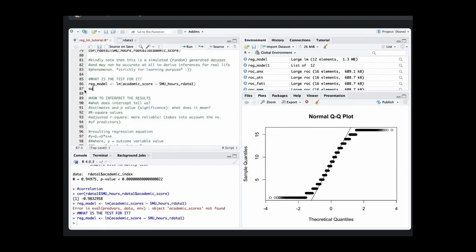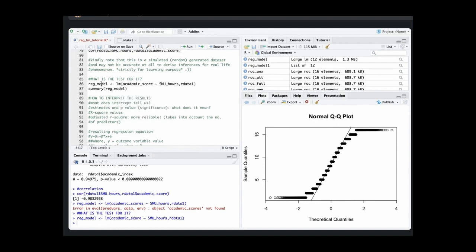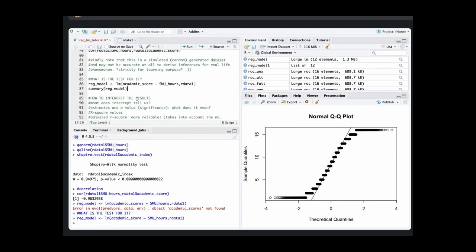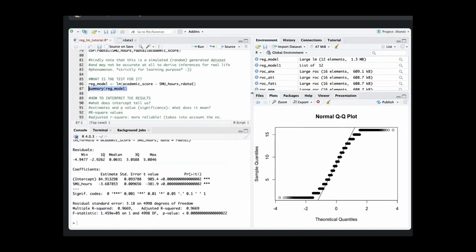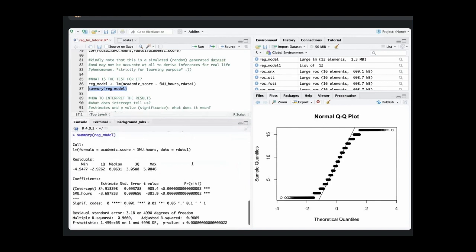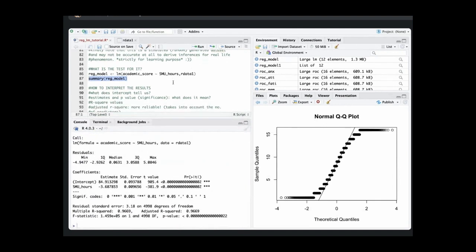Now, just to see the results, we can do summary of our regression model. So far, we have stored our linear model in a particular variable, and now we want to see the results. For that we use the command summary and mention the model we want to summarize. R gives you a bunch of things, and this is where the fun starts. The main question is how to interpret the results.